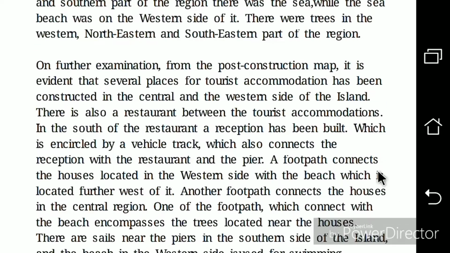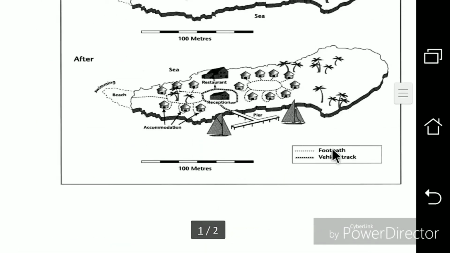So here I have written that the south of the restaurant there is a reception which has been built and which is encircled by a vehicle track, which also connects the reception with the restaurant and the pier. So going back to the after construction map, you can see that the vehicle track which is in the notation, and it is the double dotted line or the bold dotted line. Here this line encircles the reception or encompasses the reception, and this dotted line connects the restaurant and the pier in the north and the south direction.